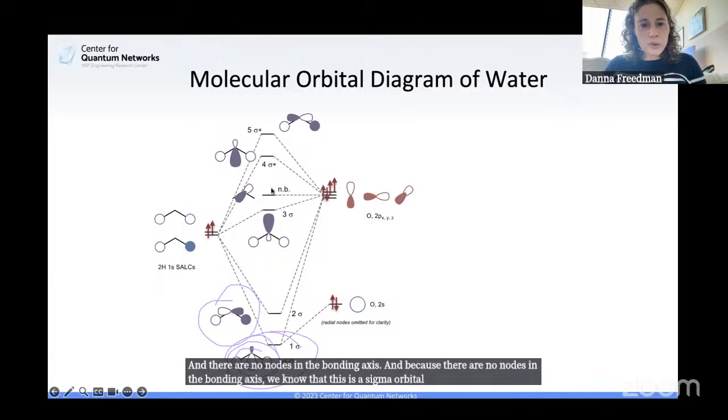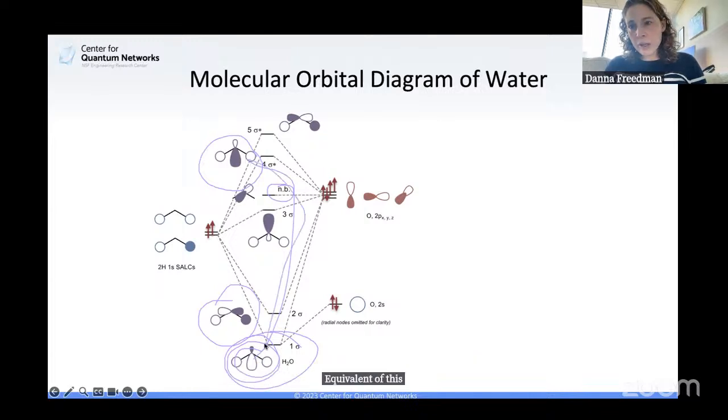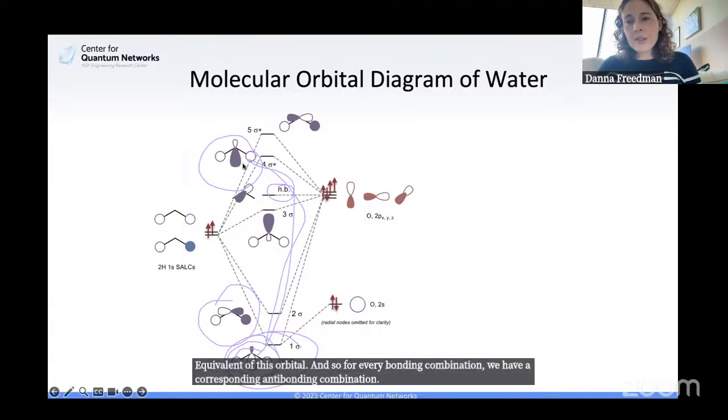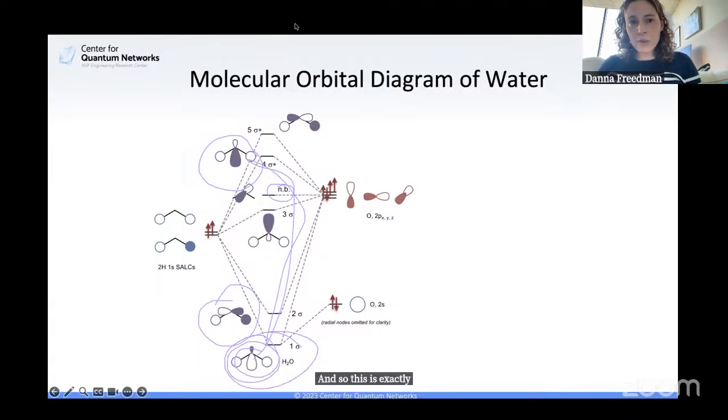And because there are no nodes in the bonding axis, we know that this is a sigma orbital. And so we also have configurations that are non-bonding. And we have a configuration like this, which is the anti-bonding equivalent of this orbital. And so for every bonding combination, we have a corresponding anti-bonding combination. And so this is exactly like the O2 diagram that you built up so well, except it involves using, instead of 1 atom, 2 atoms.